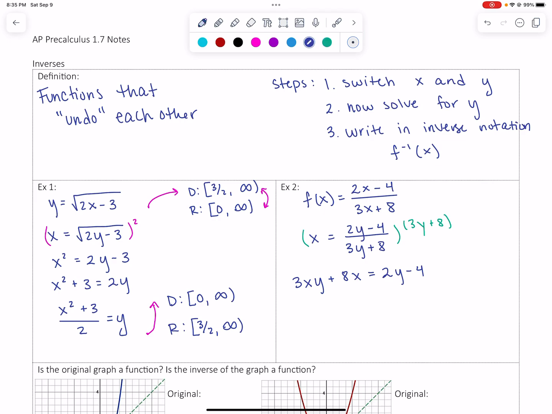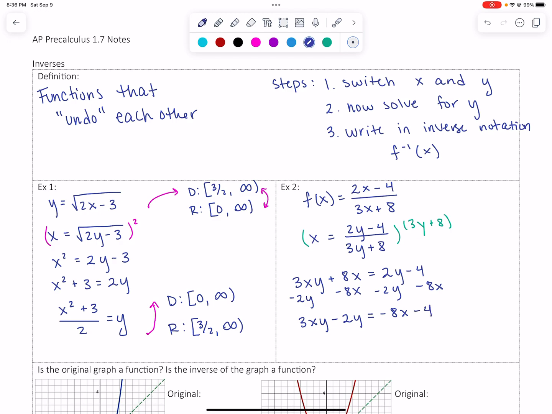And then I want to isolate y's, meaning I've got to move as many y's over to one side as I can, and anything without a y to the other side. So I have 3xy minus 2y is equal to negative 8x minus 4.